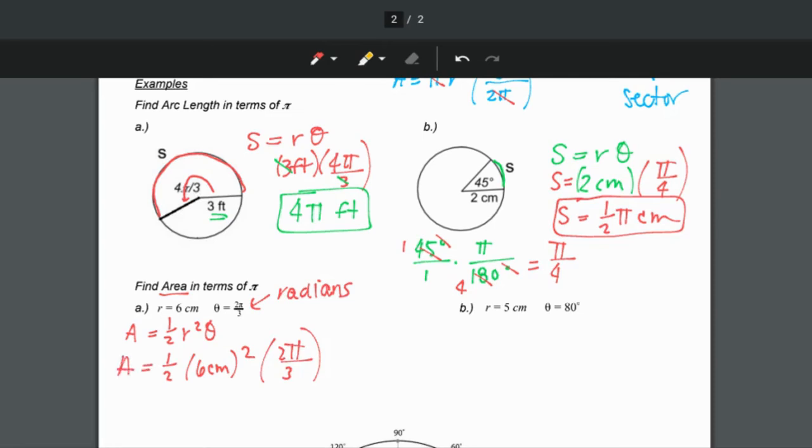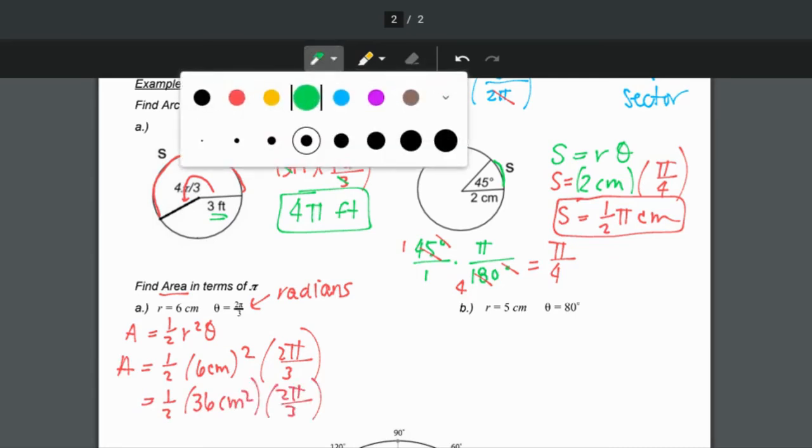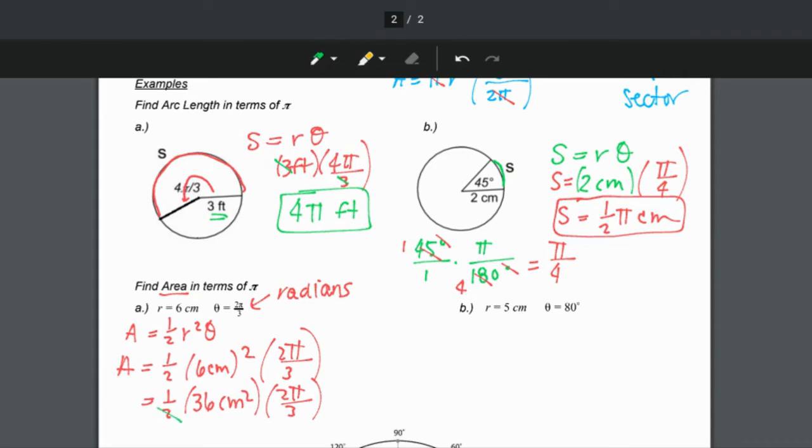All right, make sure that you square first. So we have 1/2 times 36 centimeters squared times 2 pi over 3. And then try to simplify as much as possible. So the 2's cancel out, and 36 over 3, that's 12. So we're left with 12 pi centimeters squared. And be really careful with your units.